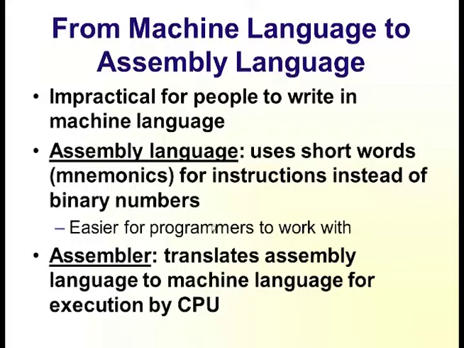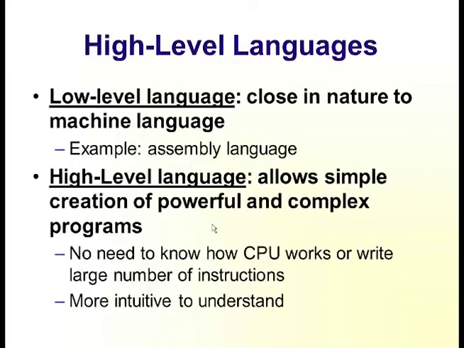assembly language is another type of language which uses short words. It's not just zeros and ones, but it uses short mnemonics such as ADD AX, comma, BX, etc. An assembler is required to execute an assembly language program. Assembly language is a low-level language. After that are high-level languages.